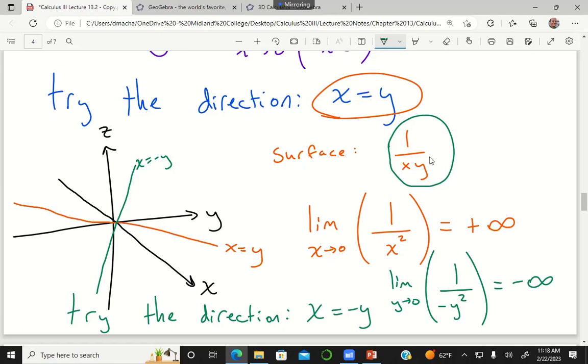And so again, I knew my limit didn't exist because I tried the trace in the xz plane and it didn't exist, and I tried the trace in the yz plane and it didn't exist. But this is also further evidence that it doesn't exist, because when I took the limit on a different trace of my surface, I got limits that were different. And since I'm getting different limits, you still say that the limit doesn't exist. For a multivariable function, we only say that the limit exists if the limit is the same on every single trace of the surface. And so clearly that's not what we're getting. We're getting a lot of problems here.